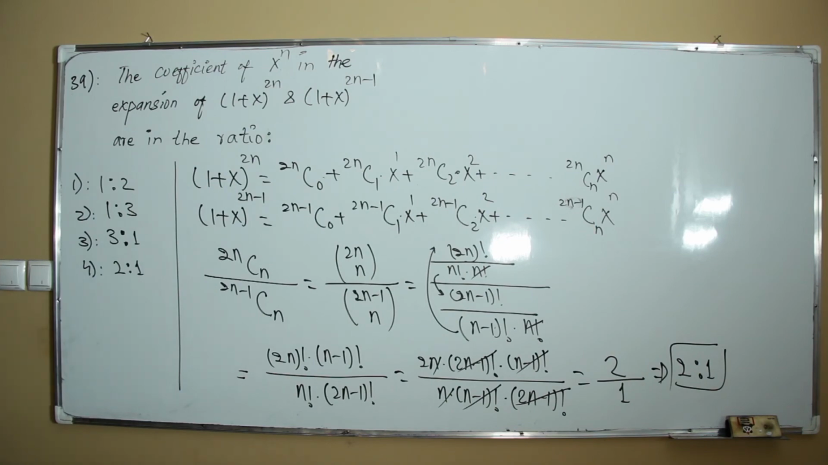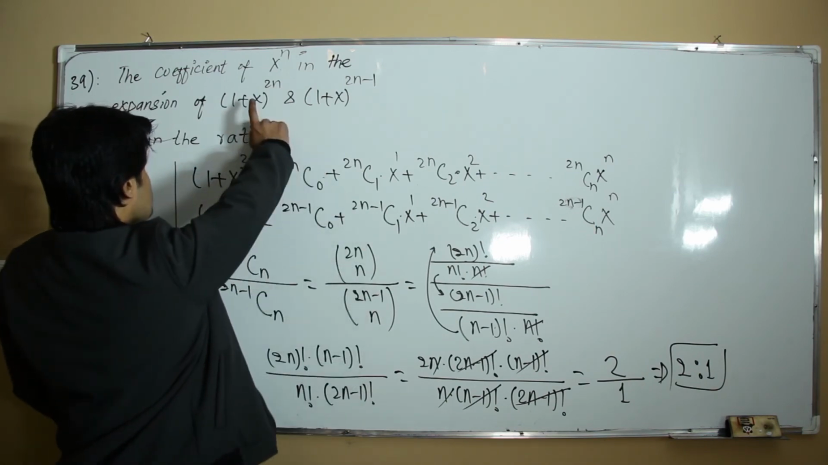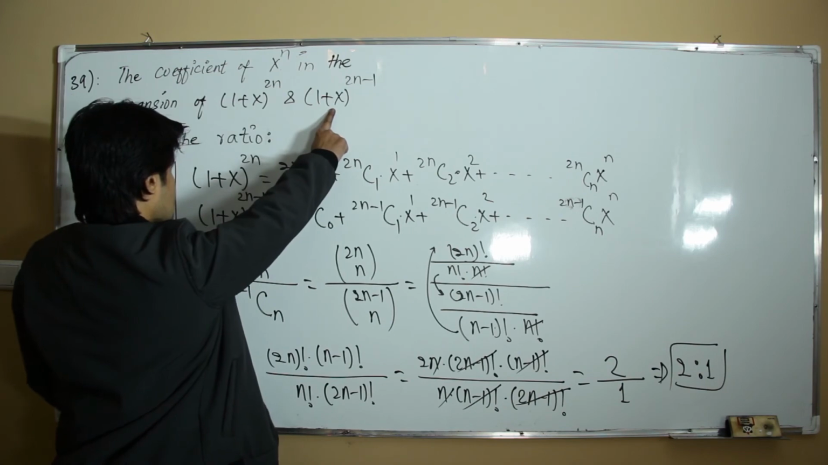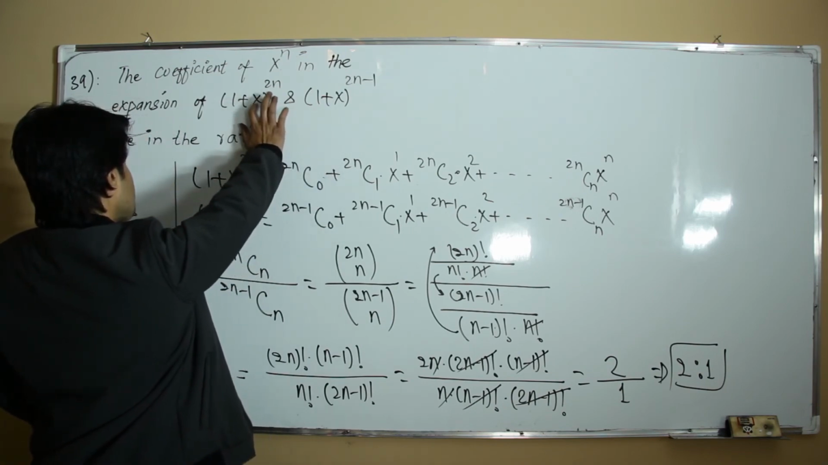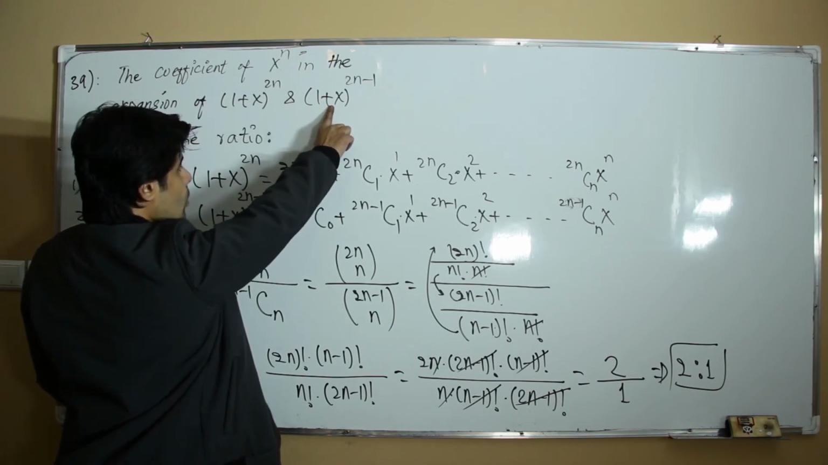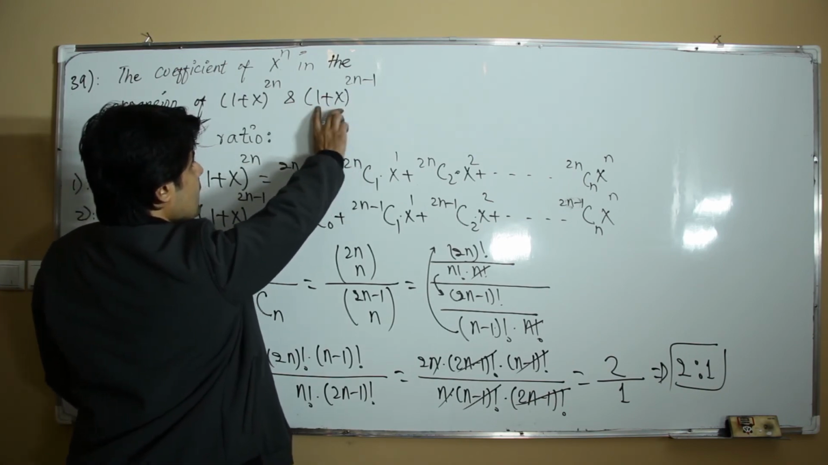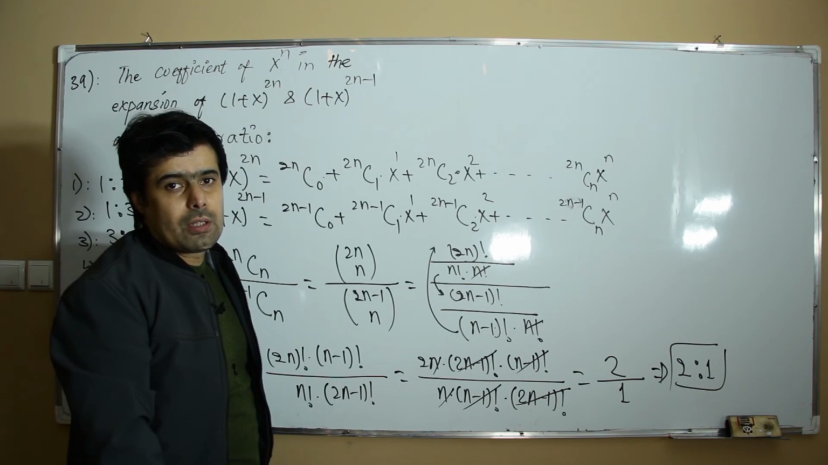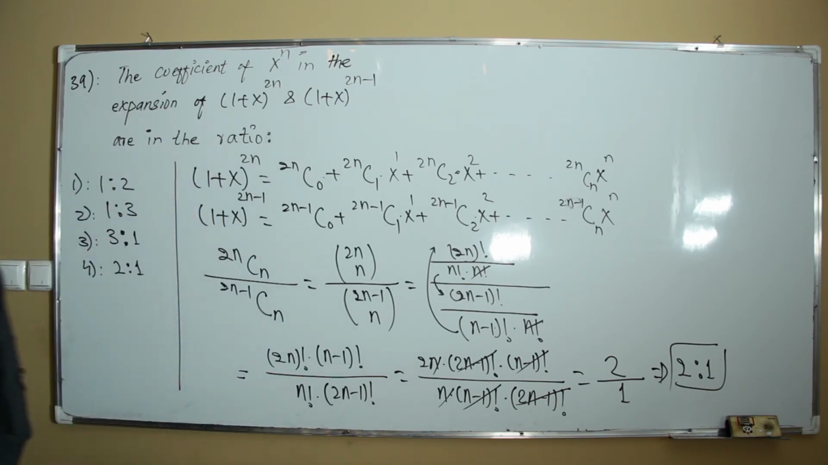Write it please. What does it mean? It means if you expand this one, the coefficient of x to the power n here is twice the coefficient of x to the power n in this expansion. I think you have got it. Write it please.